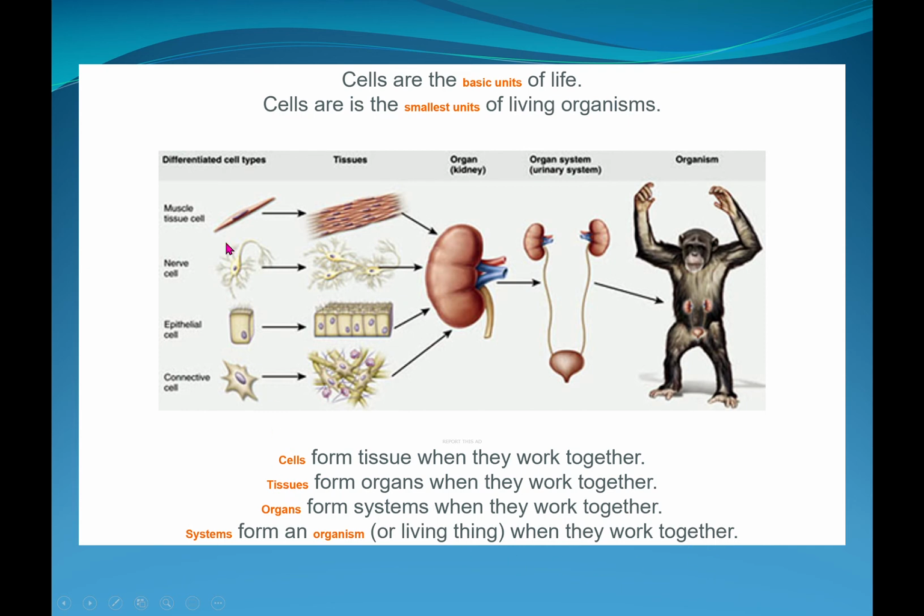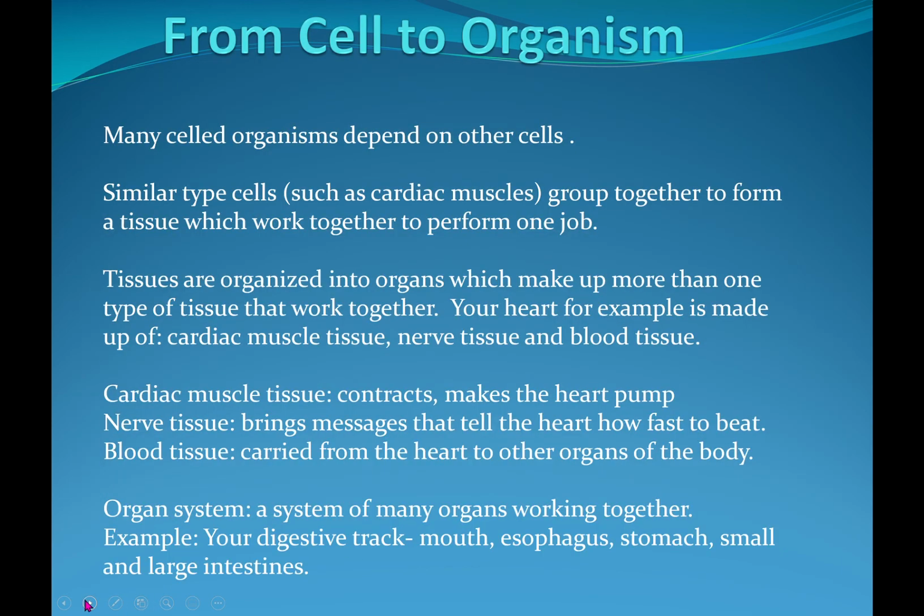So you're looking at all those: the basic unit of life, a cell, working together with billions of other cells to make tissues, and those tissues work together to make organs, and organs work together to make an organ system. You need to remember that pattern. So again, this is the same thing, telling you from cell to organism.